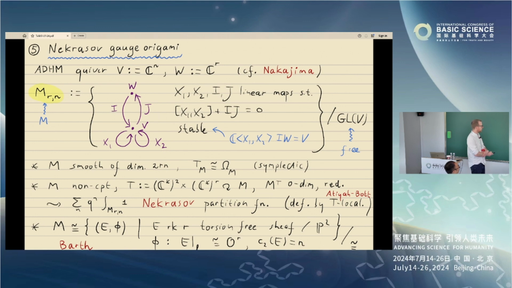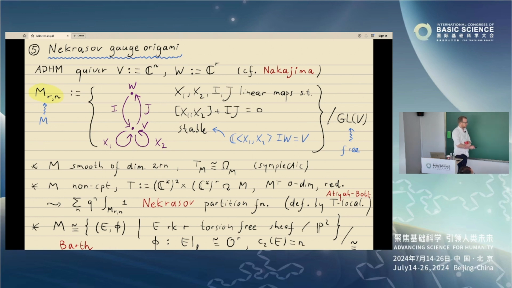So commutator [X1, X2] plus IJ is 0. And we put a stability condition, which says that if you act repeatedly by the loops on the image of W under I, you generate all of V. So there's a free action of GL(V) on here by coordinate change on V. And we call the quotient M(r,n), or simply M. So you can read about this in Nakajima's book or lecture notes. You'll find this is a smooth variety of dimension 2rn, and it's symplectic.